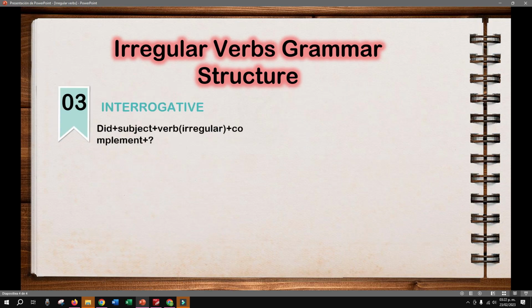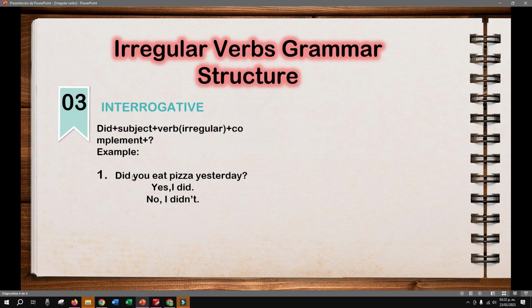Also, interrogative, yes/no questions. First of all, we need to use did plus the subject, the verb, irregular, that's the base form, complement, and question mark at the end, right? So, examples. Did you eat pizza yesterday? Yes, I did. Or no, I didn't, right? So, this is a yes/no question.